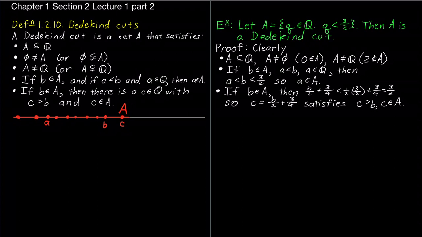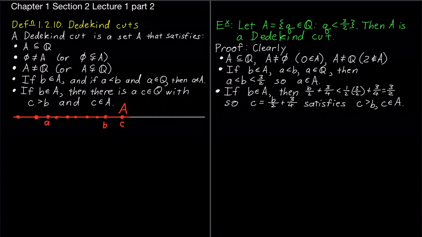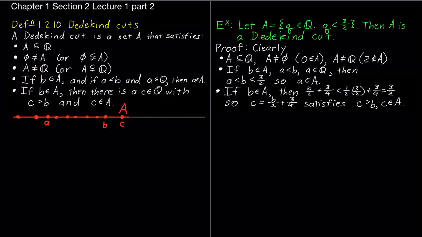Right, cool. And this is pretty much what Dedekind cuts look like. The archetypical Dedekind cut is the set of all rational numbers that are less than your favorite rational number, 3 halves. And this would have worked for any other rational number other than 3 halves.